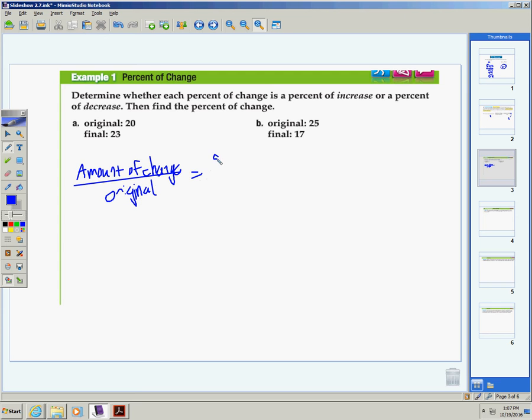I can fill in two of these values right away. How much did I change from 20 to 23? Well, I went 3 up, so the amount of change was 3, over what was my original, 20, equals my percent, which I don't know, so I'm going to put x over 100. We're always going to be looking for the percent. The percent is always going to be x. Then we're just going to solve this like any other proportion.